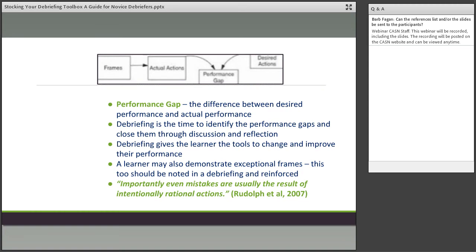So you see this now, performance gap. That's the other thing that we're looking at. We want to close that performance gap. Performance gap is the difference between the actual action and the desired action.